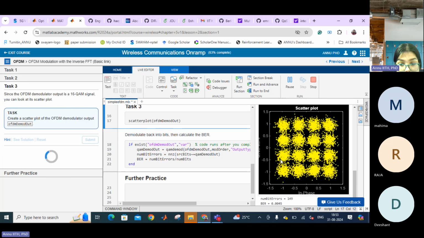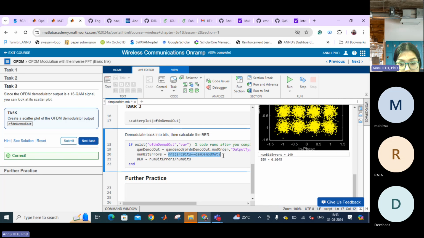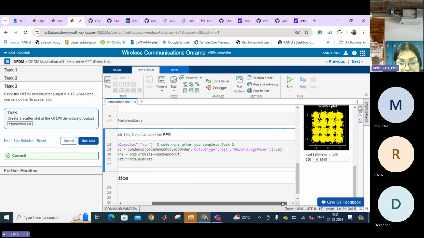So the number of bits is also 149. The BER is 0.0045. With respect to input bits, the number of bits in error divided by the number of input bits is 0.0545. That is good. It's very low. And the number of bits is the number of non-zero where it is not equal to this one. And BER, we already saw these things in previous classes. And QAM demod out is equal to QAM demod of modulation order, where we have to put this output type as bit and unit average power as true.